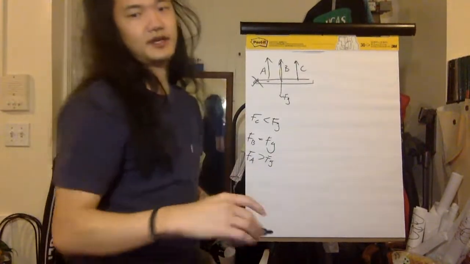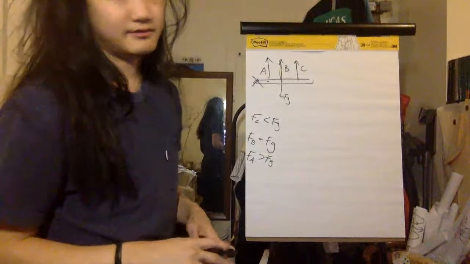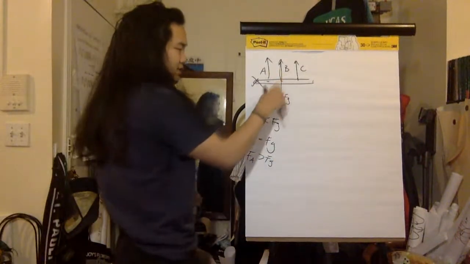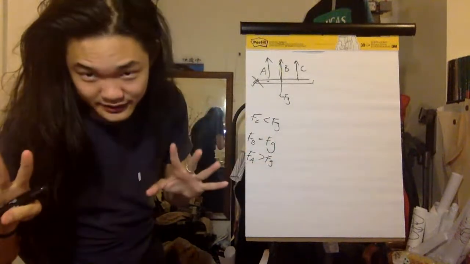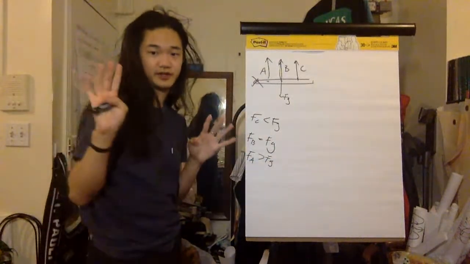Some of you might take issue with my assumption of putting point B at the exact same location as FG. Fine. It's not necessarily true. Here's the alternate way to look at it, okay?